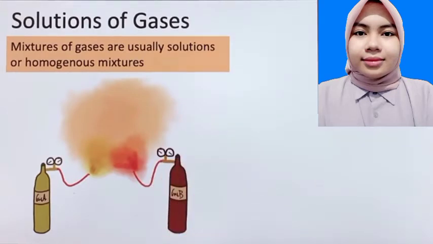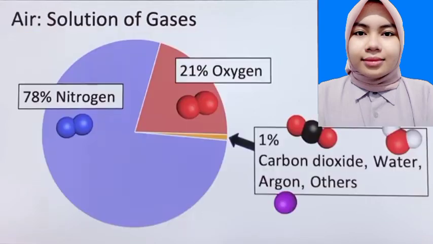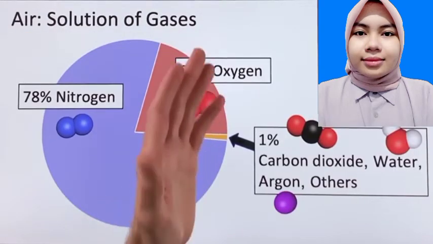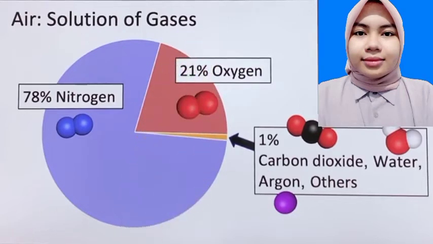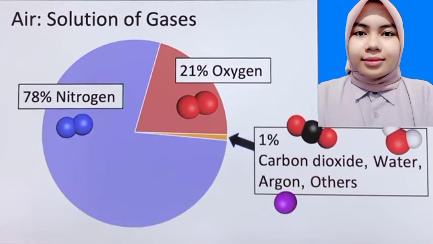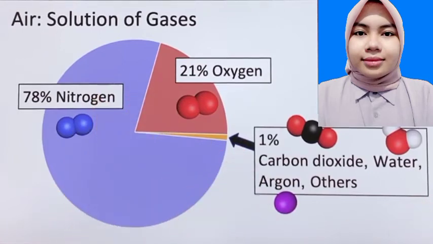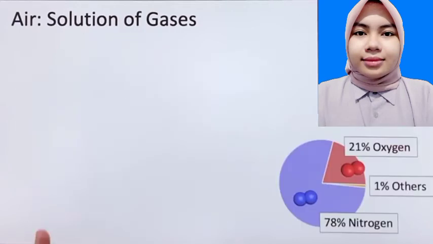So we'll start with solutions of gases. Whenever we mix gases, they usually blend together evenly, and so we usually form a solution or homogeneous mixture. The most common solution of gases is the one that you're breathing right now. Air is a solution or homogeneous mixture and is a mixture of nitrogen, oxygen, and a bunch of other gases.